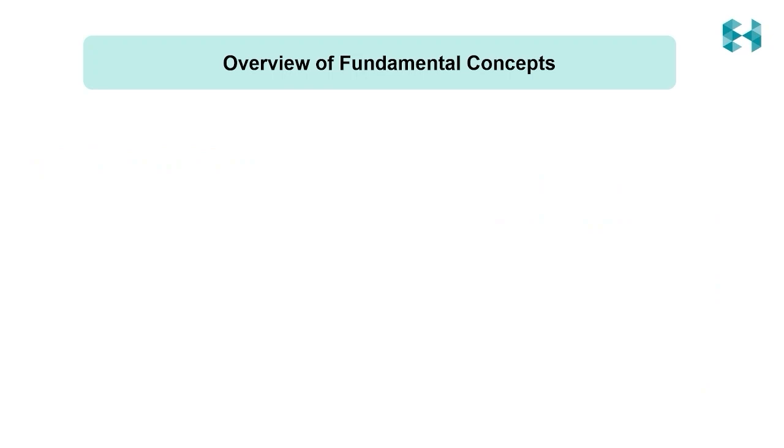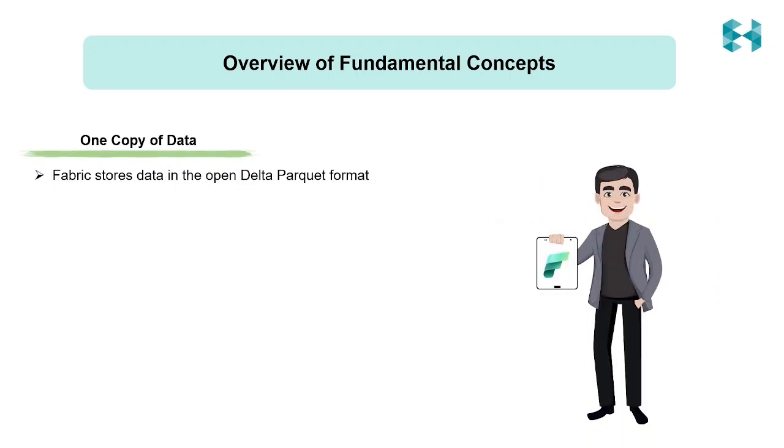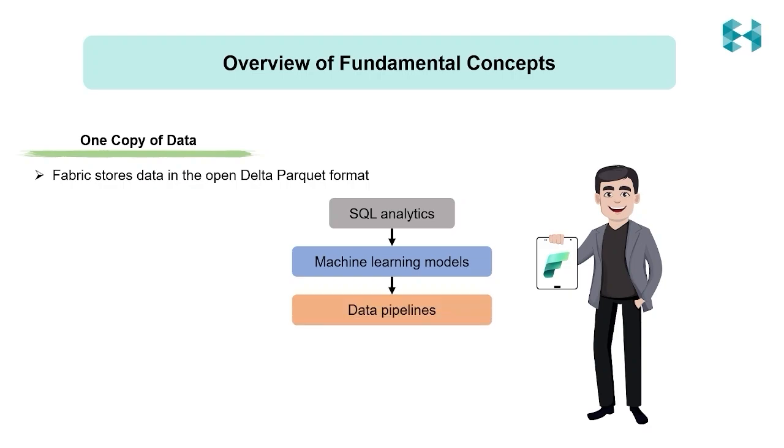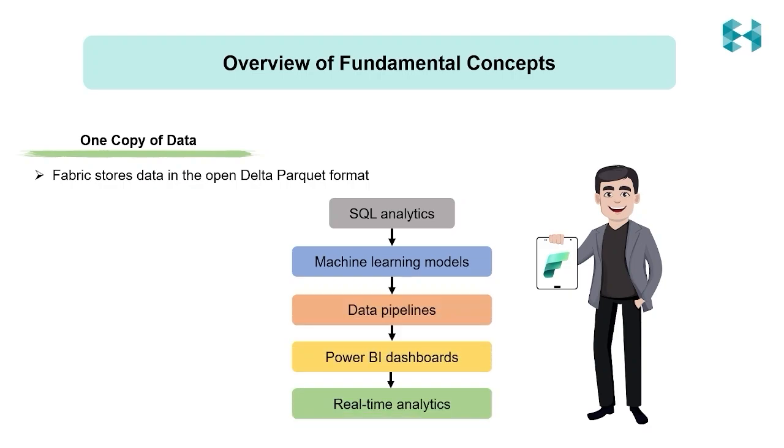Next we have one copy of the data. Fabric stores data in the open Delta Parquet format. This single copy can be used simultaneously by SQL analytics, machine learning models, data pipelines, Power BI dashboards, and real-time analytics.